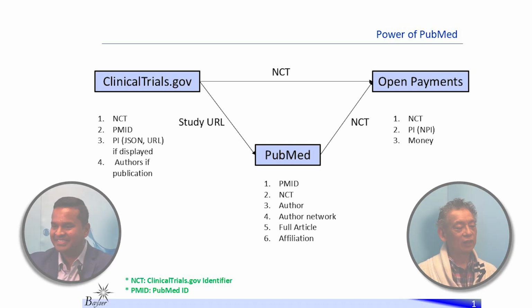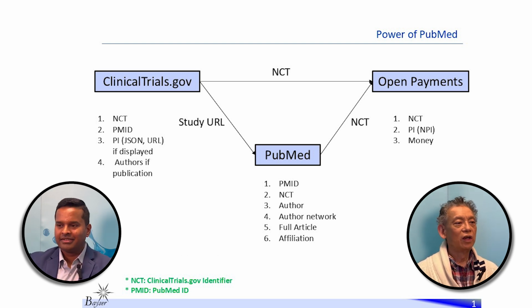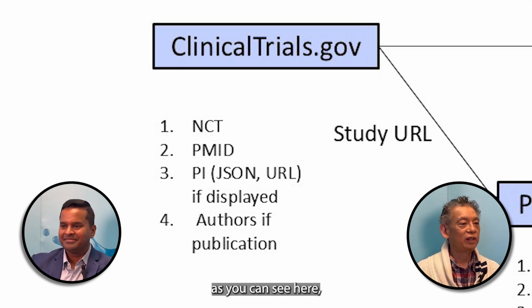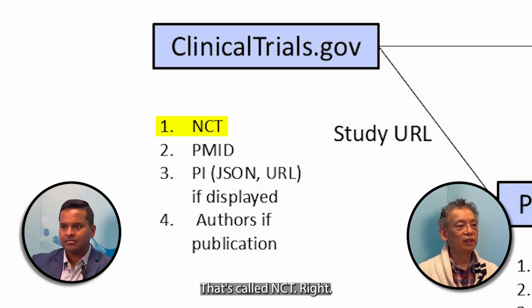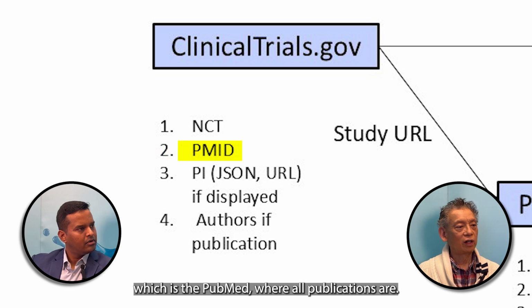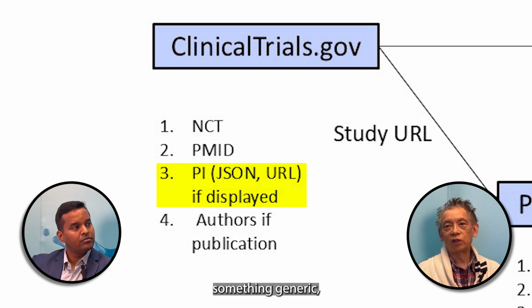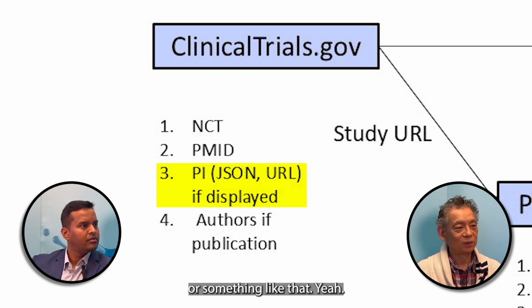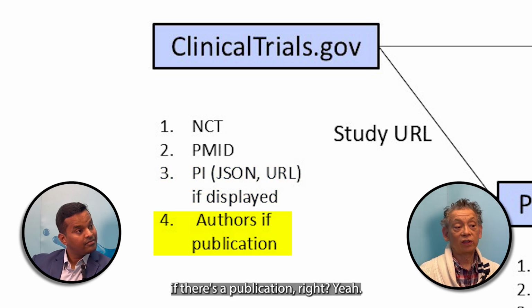Maybe we'll do a quick background of what's inside each database, and then we can explain how it's going to work. Perfect. In clinicaltrials.gov, as you can see here, there is the clinical trial ID, which is called National Clinical Trial, NCT. And then there's something called PMID, which is the PubMed ID, where all the publications are. Got it. And then you've got the PI of interest. One of the problems that we have is sometimes the PI would be something generic like BMS or Pfizer. I've seen that. It doesn't tell you who it is. And then you have the authors if there's a publication.